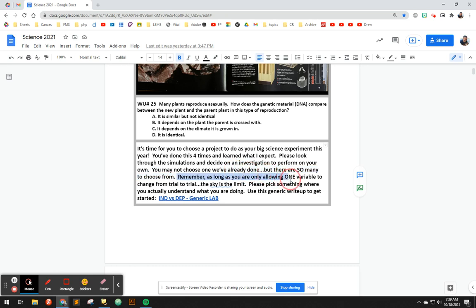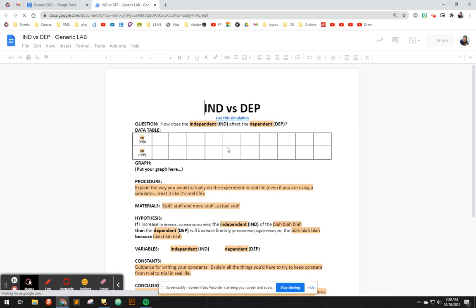Remember, as long as you are only allowing one variable, which means one independent variable, because the dependent variable sort of responds to what you do with that independent variable. Anyways, the sky's the limit. Pick something that you actually understand what you're doing. Use this generic write-up. So this is the generic write-up you've seen so many times before.